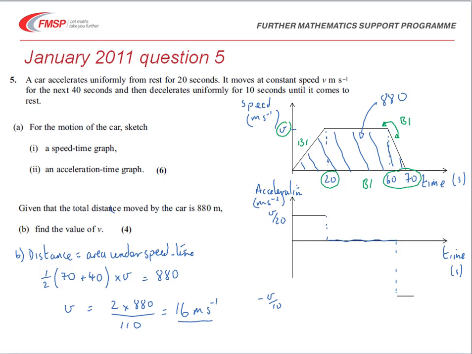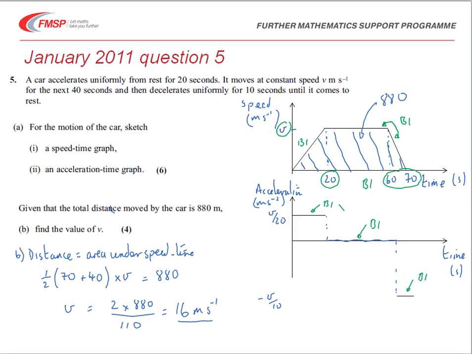For the acceleration time graph, there were just 3 B marks given, one for each of the parts of the motion. So B1, B1 and B1. So there's 6 marks, 3 for each of the graphs.